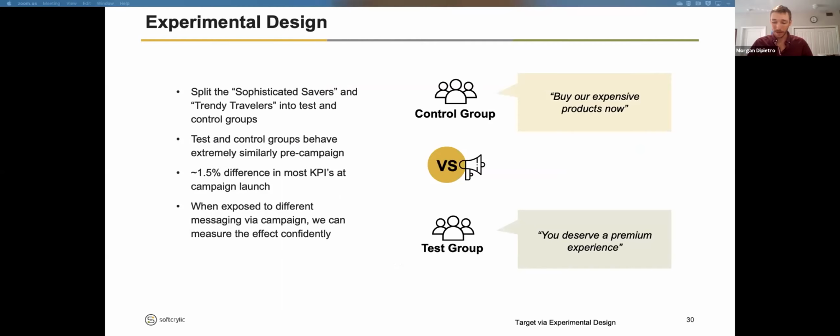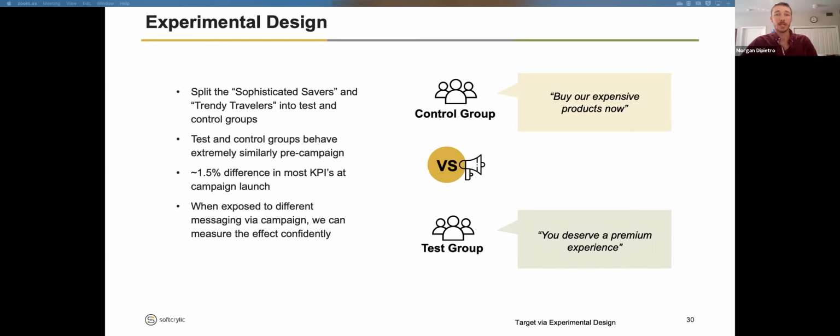So that is what we'll do now. Now we have two groups. We're going to split both of those groups into a test and control group. This is what this client wanted to do. They really wanted to test two different kinds of messaging. One of the messaging was more of a hard sale. It was, hey, buy our expensive product now. The other message was a softer, more luxurious messaging. It was more like, hey, you deserve a premium experience. You should try this product.